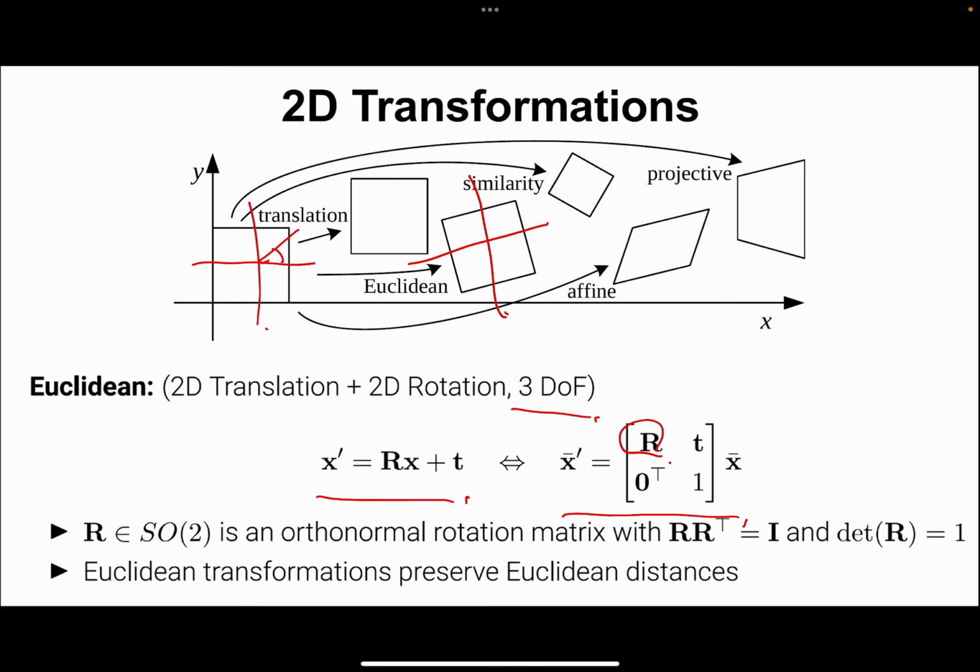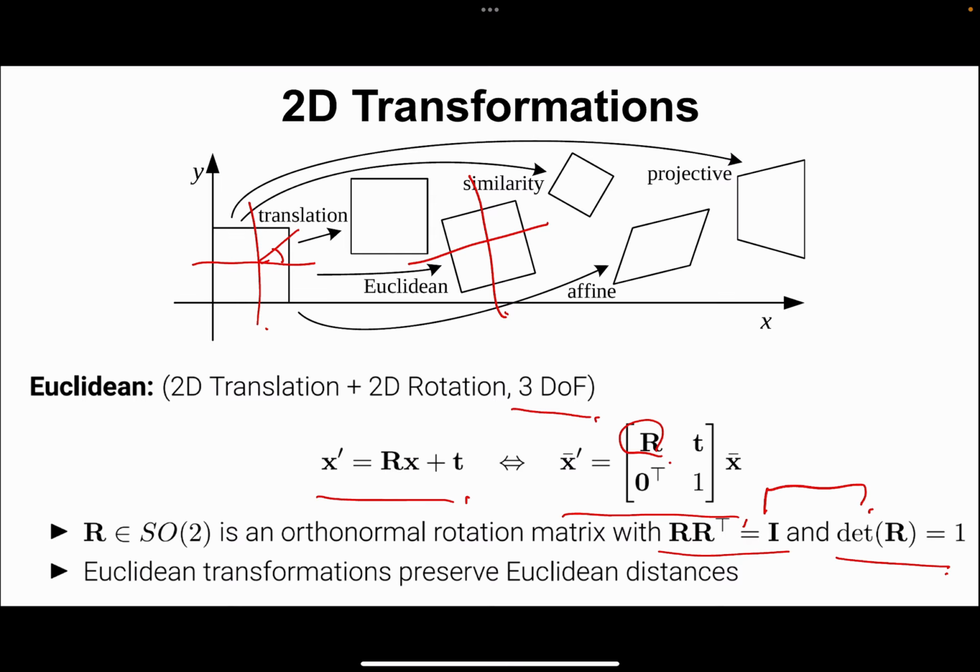The rotation matrix definition is a matrix that satisfies these 2 properties. The first one is that the multiplication between itself and its transpose is the identity matrix. That means the inverse is the transpose of the matrix. That is the first characteristic of the rotation matrix. And the second one is that the determinant is 1. So these are the 2 characteristics of a rotation matrix.